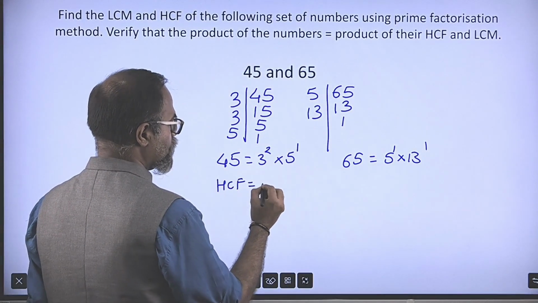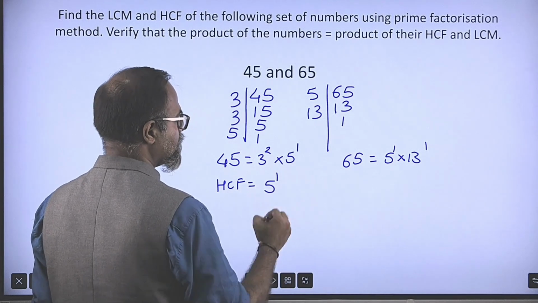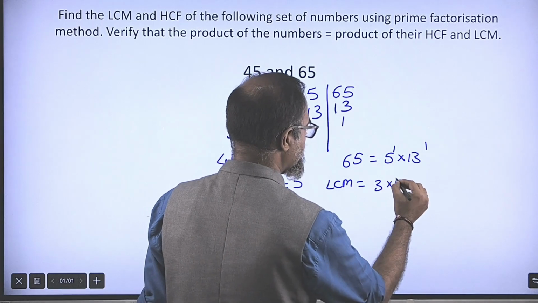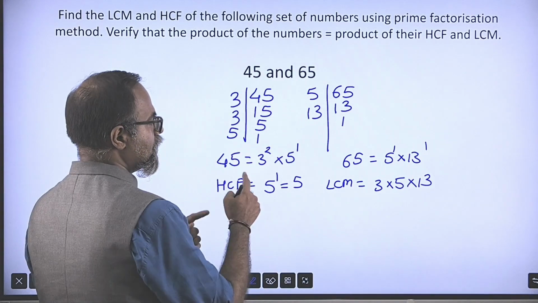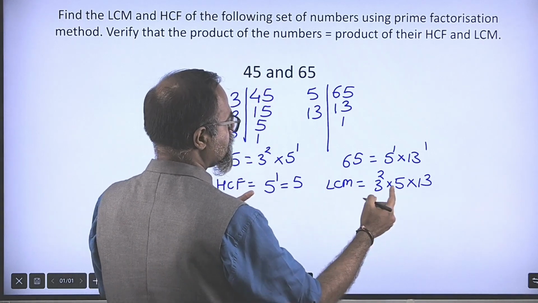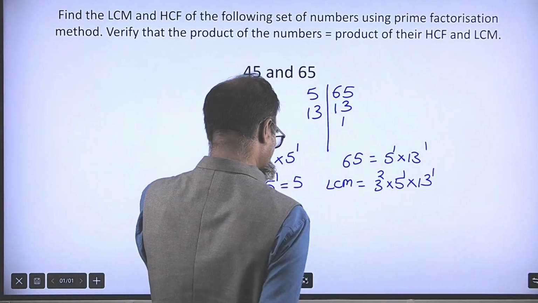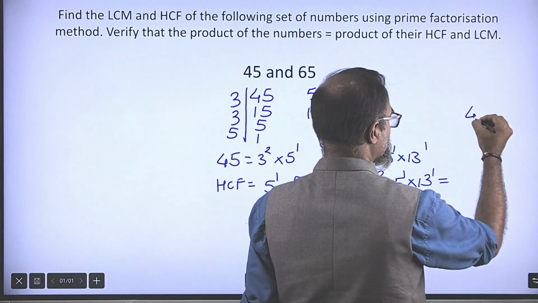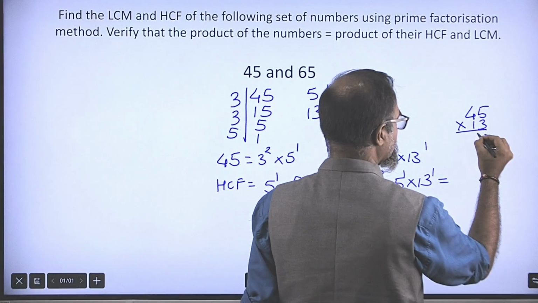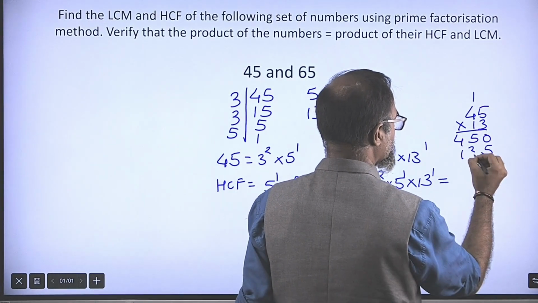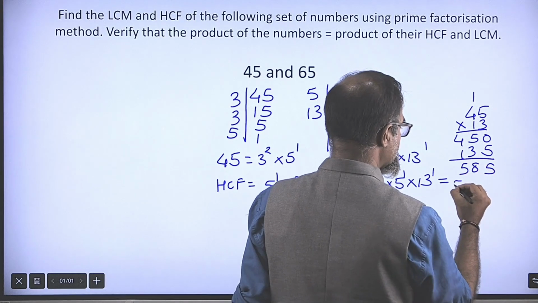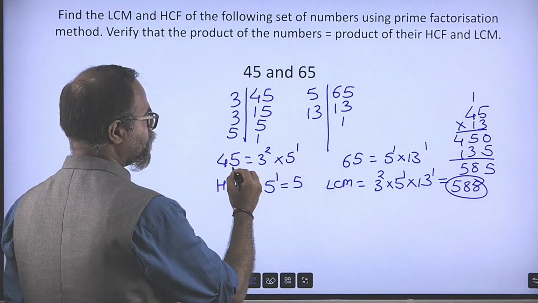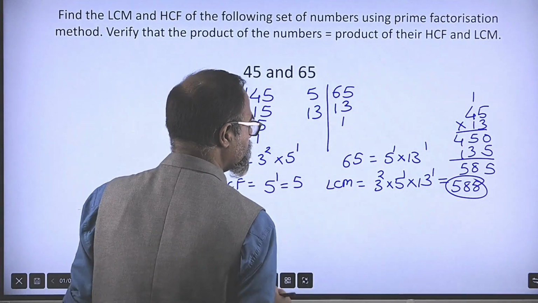The HCF: the common prime factor is 5. The smallest power is 1. So that is 5. The LCM: 3, 5 and 13 are all prime factors. Largest power of 3 is 2, largest power of 5 is 1, largest power of 13 is 1. So 3 square is 9, 9 into 5 is 45 and 45 multiplied by 13 we get as 585. So now we need to verify that 45 multiplied by 65 is the same as 5 into 585.